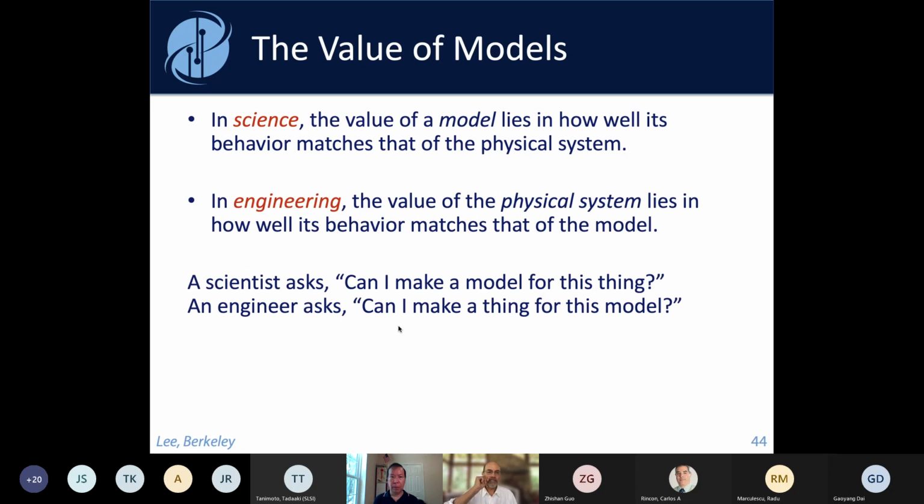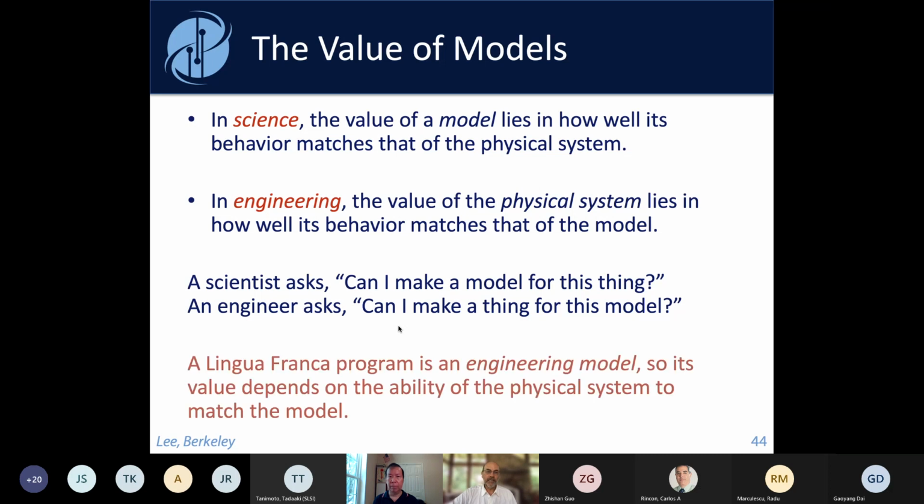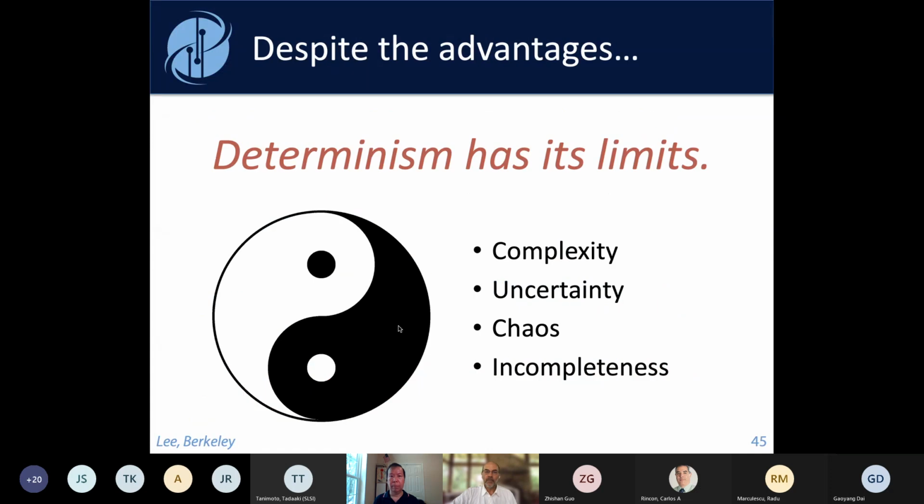So another way to think about this is a scientist asks, can I make a model for this thing? Whereas an engineer asks, can I make a thing for this model? And a Lingua Franca program is an engineering model, and its value depends on the ability of the physical system to match the model. Now, one final point that I'd like to make is that determinism, of course, like anything else, has its limits. I've already talked about the limits imposed by chaos and uncertainty. I'd like to talk about one really fundamental limit, which is incompleteness.